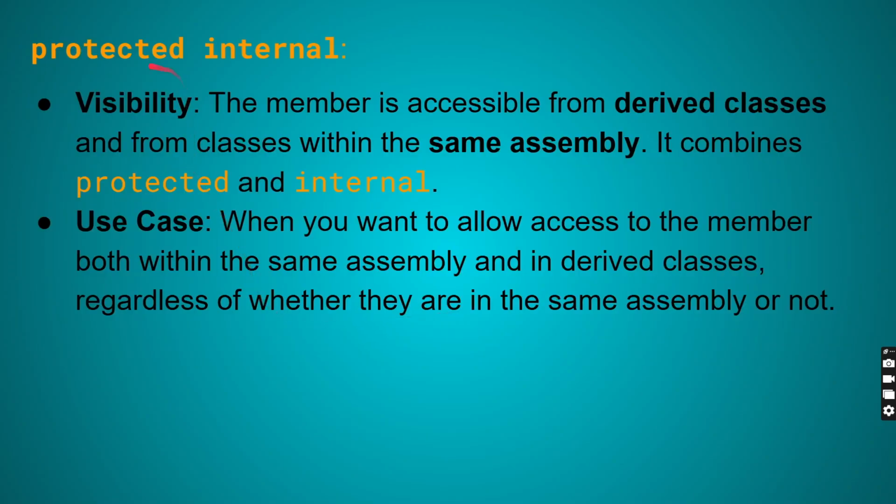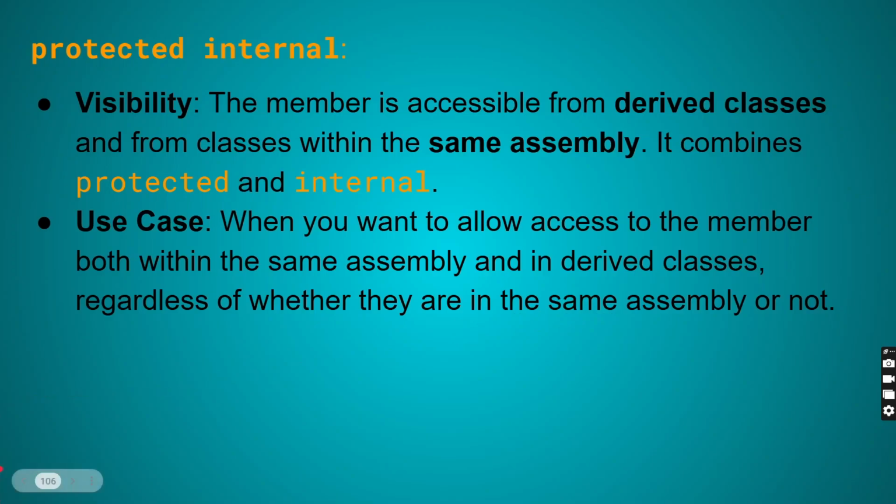And the next one is protected internal. Visibility: the member is accessible from derived classes and from classes within the same assembly. It combines protected and internal. Use case: when you want to allow access to the members both within the same assembly and in derived classes, regardless of whether they are in the same assembly or not.